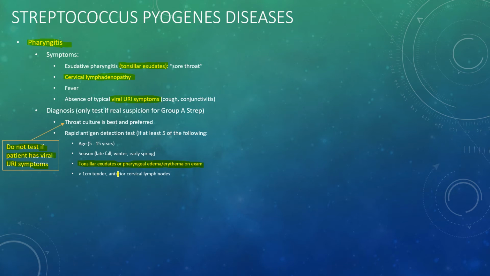Greater than 1 centimeter tender anterior cervical lymph nodes, a high fever, and no viral URI symptoms. So there's 6 things here. If you have 5 of them, you can do a rapid antigen detection test, and if that's positive, you can identify this as Streptococcus pharyngitis and treat accordingly.